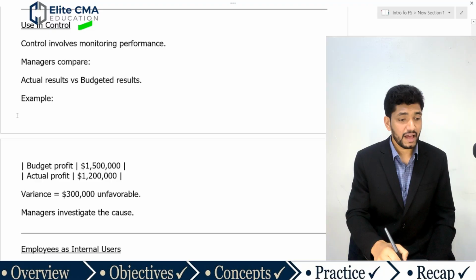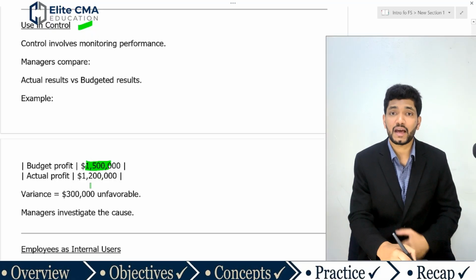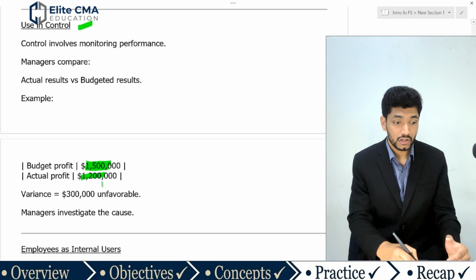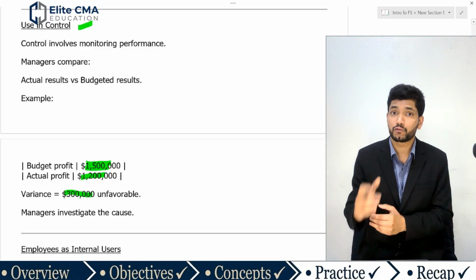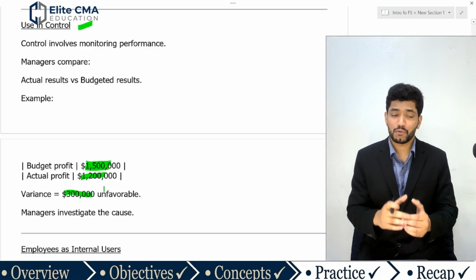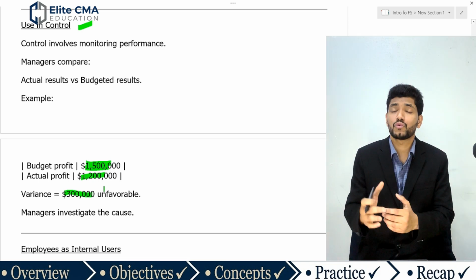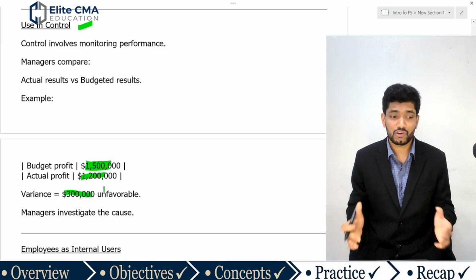Suppose the company budgeted a profit of 1.5 million, and the actual profit is 1.2 million. So there is a variance of 300,000 in profit in this case. By revealing this gap or variance, the management can investigate this case and mitigate this situation.